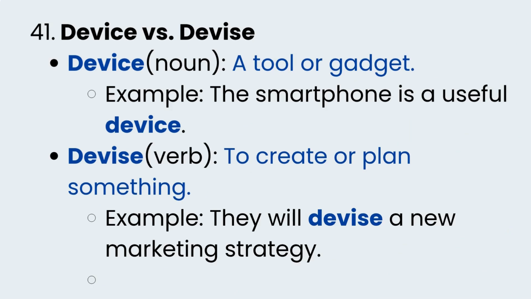41. Device versus devise. Device, noun, a tool or gadget. Example: the smartphone is a useful device. Devise, verb, to create or plan something. Example: they will devise a new marketing strategy.